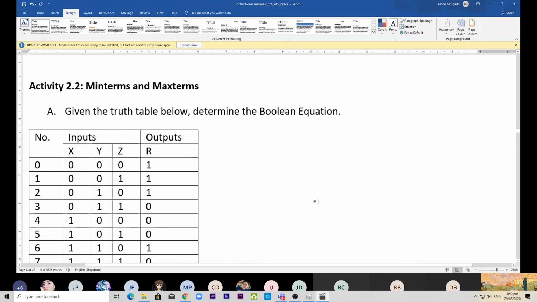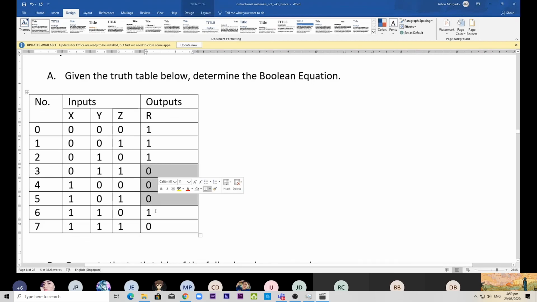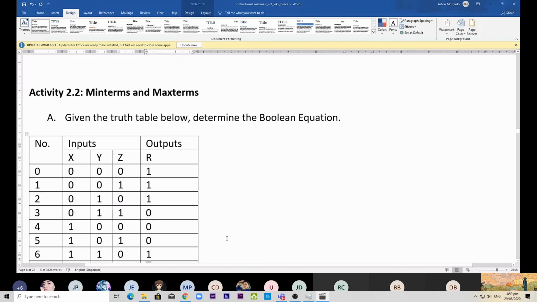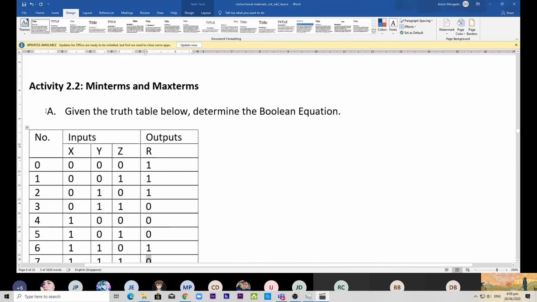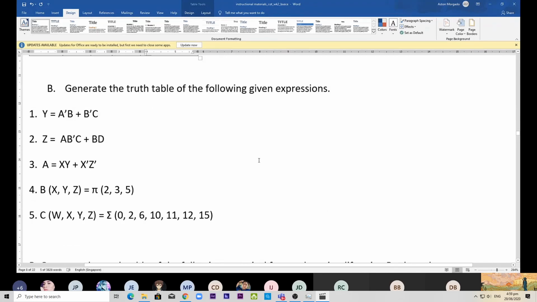Here is another assignment for letter A. Determine the Boolean equation using Minterms and Maxterms. So that's two for A. How many assignments do you have? Two now, the activity 2.2A here and example 2.3 from earlier.